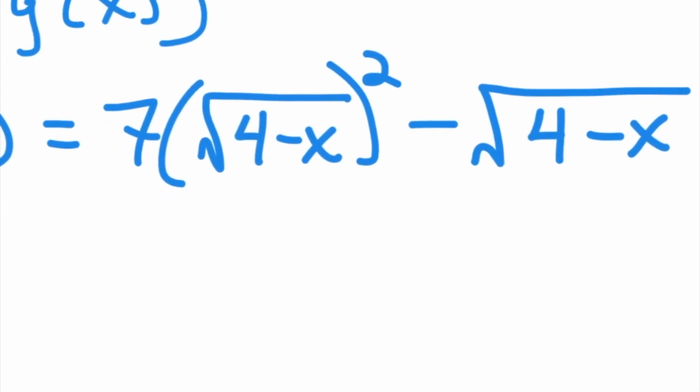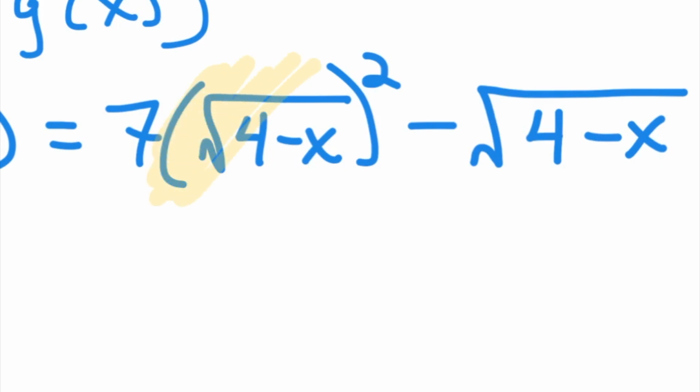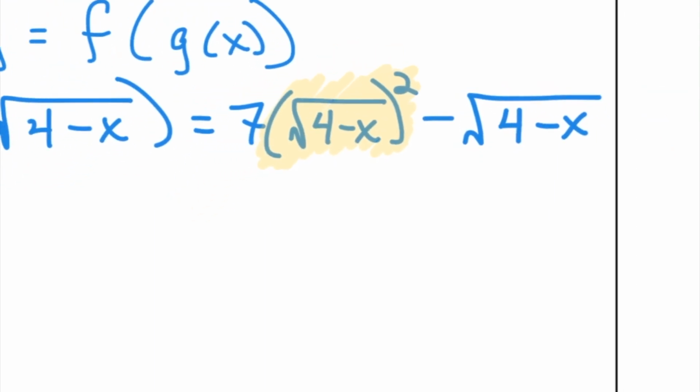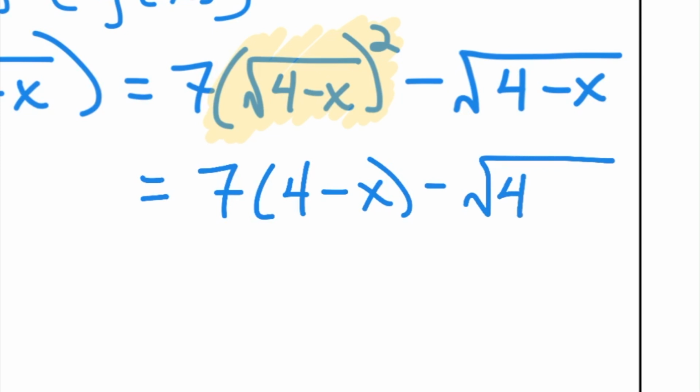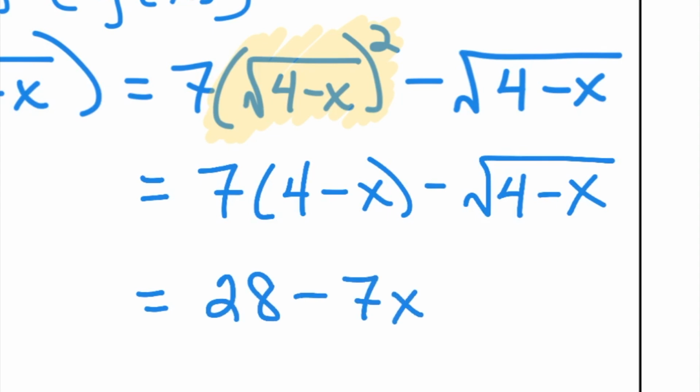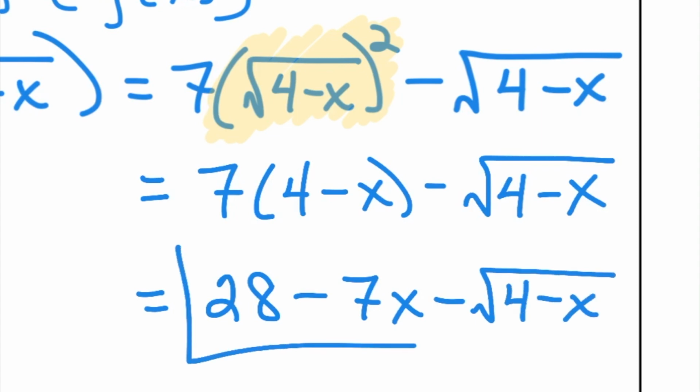So the first thing you want to do is look at where there's parentheses, and anything with a radical and then squared just gives you what was inside the radical. And so here I get 7 times the quantity 4 minus x, and then minus, you can't simplify that radical at the end in any way. And so your answer to this whole thing is going to be distribute the 7, so 28 minus 7x, and then minus that radical 4 minus x. Can't be simplified farther.